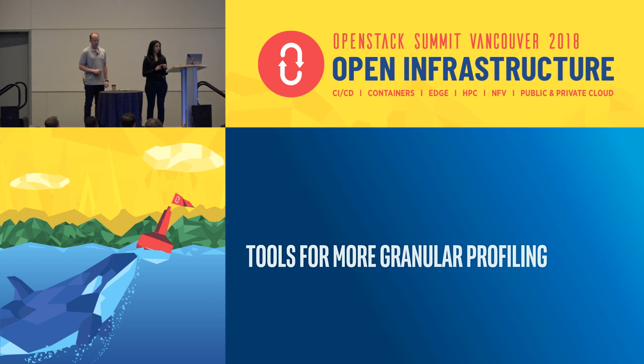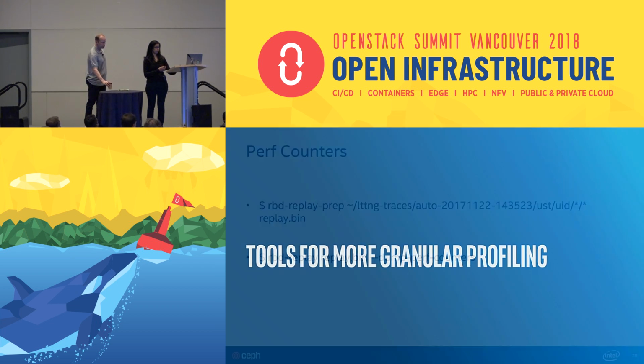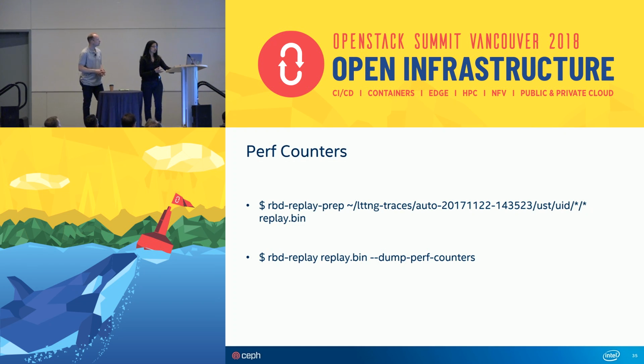We can take a look at some other tools that we used that helped us gather data at a granular level. Perf counters are Ceph internal infrastructure metrics, and usually you can use an admin socket daemon to retrieve these for the OSD or services like that. But for librbd, I had to replay the workloads using rbd-replay-prep.